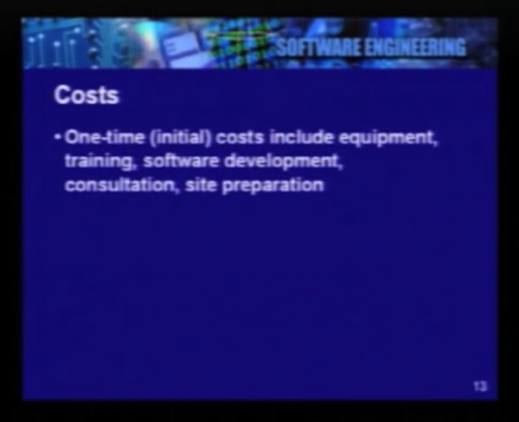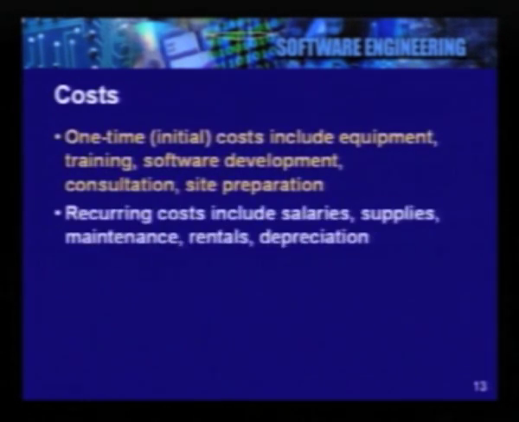Now let's look at the costs. Now costs can again be characterized in different ways. They may be one-time costs, which include equipment, training, software development, site preparation, and so on. So these are the costs which are one-time costs. Then there can be recurring costs, which would include salaries, maintenance of equipment, depreciation, and so on. And finally the replacement of the system after some period of time. So there are one-time costs, there are recurring costs.